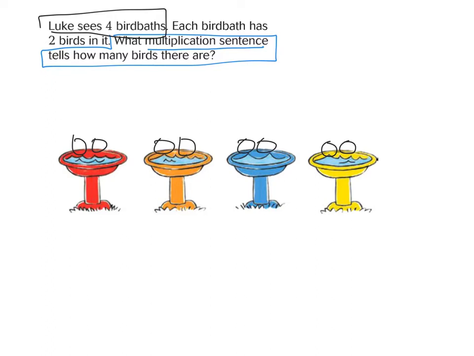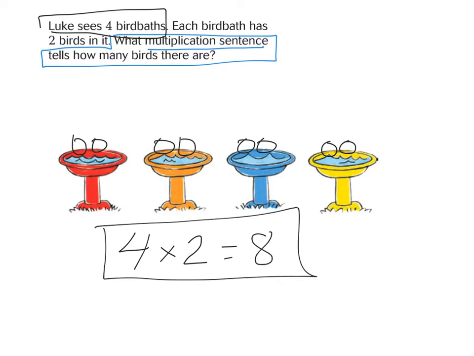Now, what multiplication sentence tells how many birds there are? Well, we have the 4 bird baths times the 2 birds in each bird bath. And that equals 2, 4, 6, 8. 8 birds. So here's the multiplication sentence that tells how many birds there are. 4 bird baths, 2 birds in each bird bath equals 8 birds altogether.